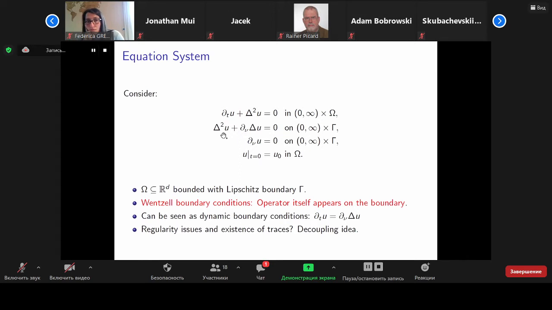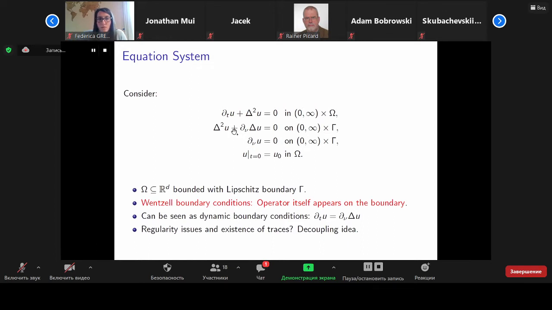For example, if one would just think to apply some regular Hilbert space theory or semigroup theory, then one would probably just demand that the Bi-Laplacian here lies in the space L2. But then, unfortunately, if we just consider the second line, this wouldn't make any sense anymore because we could not evaluate this operator on the boundary due to lack of regularity. So we need some special approach for this. And the main idea that is also used in the literature is to decouple the system into some part that just lives on the interior and some part that lives on the boundary.